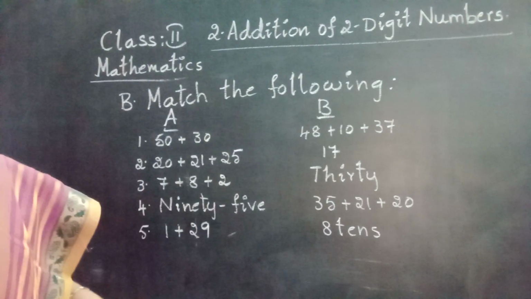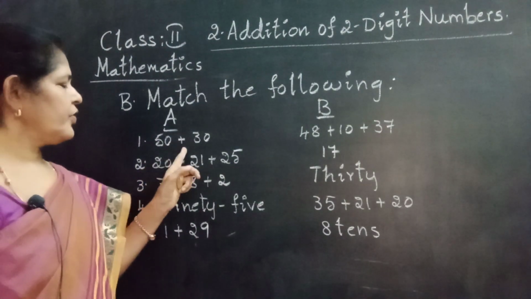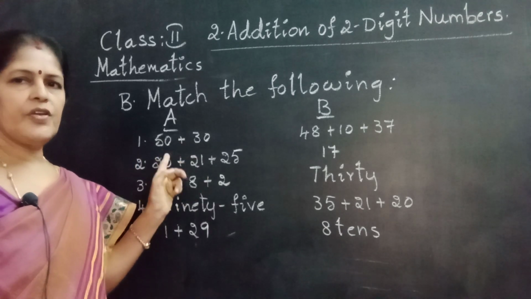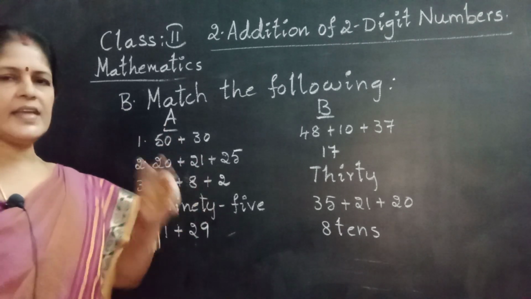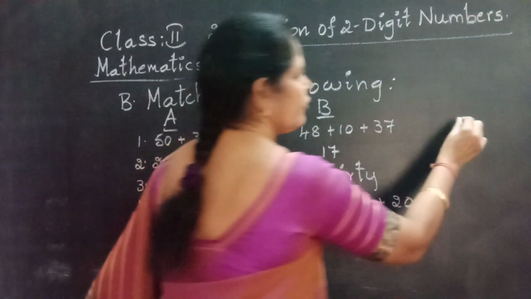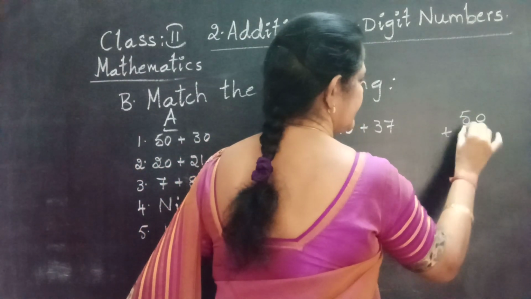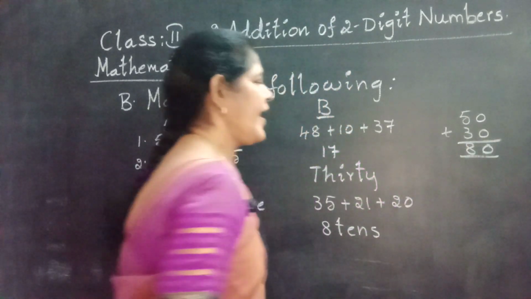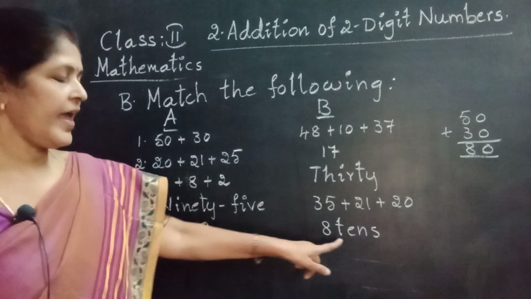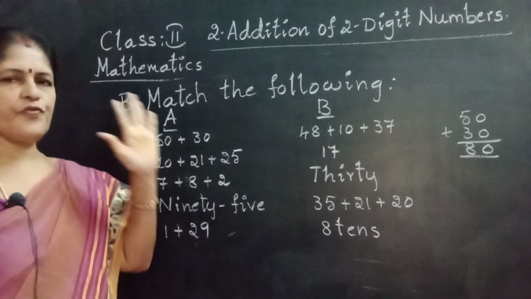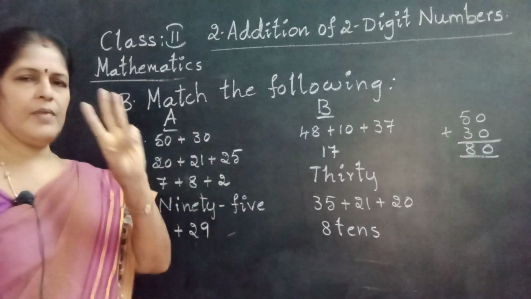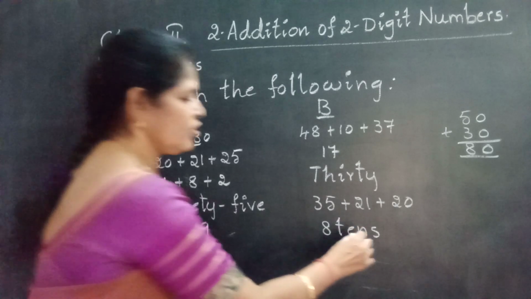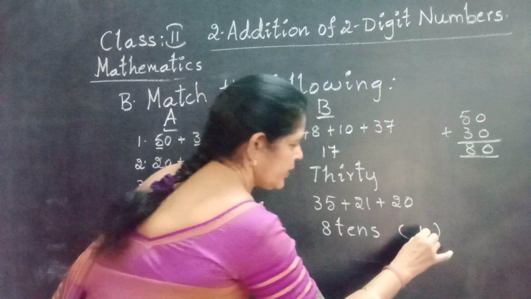See how to do. What is the first one? 50 plus 30. What is the total of 50 plus 30? 50 means 5 tens, 30 means 3 tens. Then do rough work. 50 plus 30. Easy way, 0. 5 plus 3, 8. 80. Here 80 is 8 tens. That means 50 is 5 tens, 30 is 3 tens. 5 and 3 make 8. The answer is 8 tens. This is going to 1.